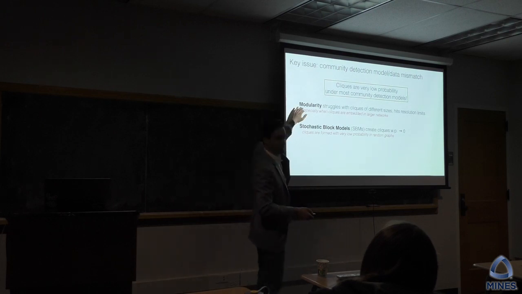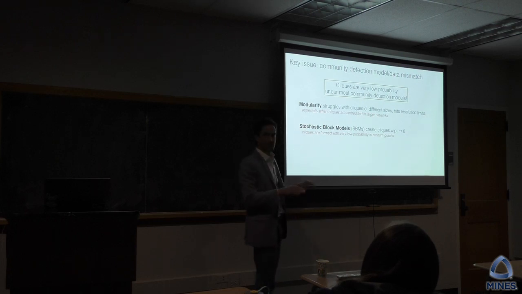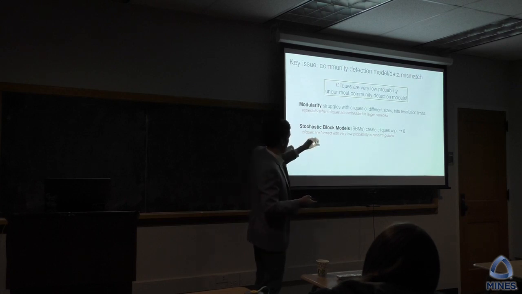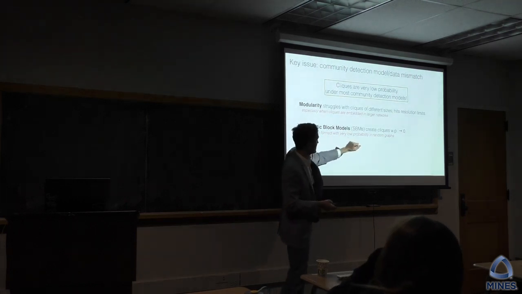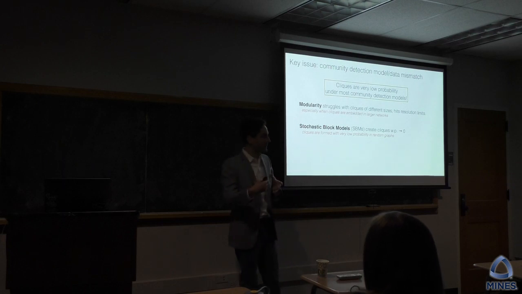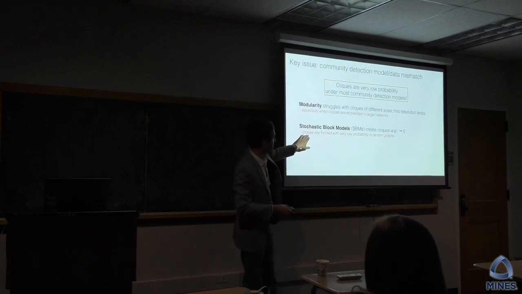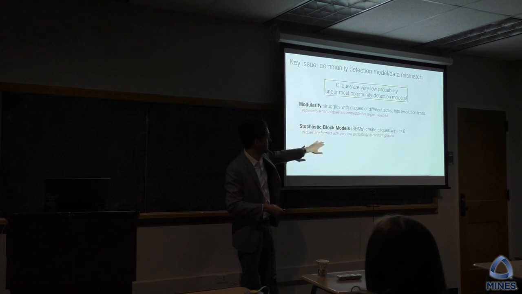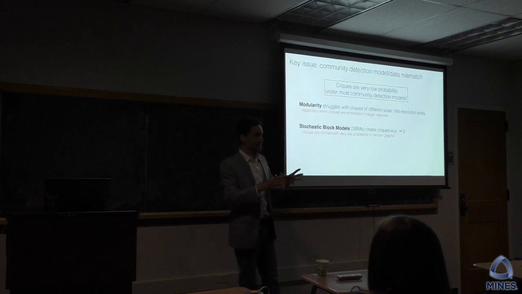So one popular method called modularity struggles when you have cliques of different sizes and it hits something called the resolution limit. And it struggles especially when cliques are embedded in larger networks, which is exactly the case that we have here. There are some nice statistically principled methods based on random graphs. These are stochastic block models. But they create cliques in their generative form with probability 0, which means when we flip things and try to infer community structure, we really struggle. The reason here is that cliques are formed with very low probability in random graphs. And as the clique gets bigger, that probability goes to 0 geometrically fast.